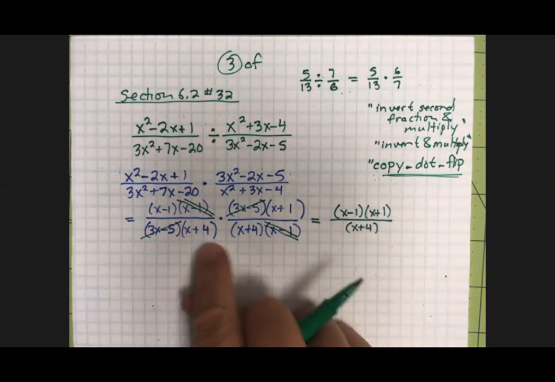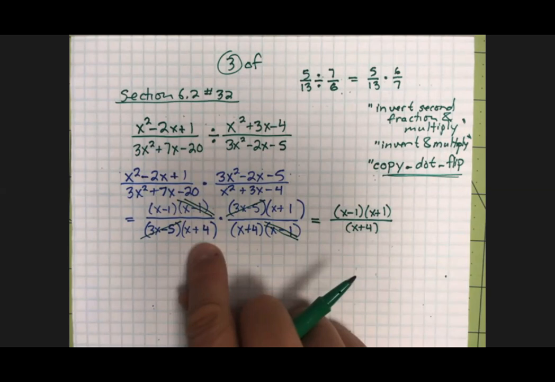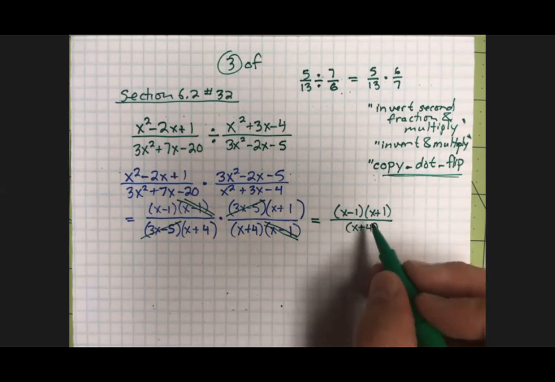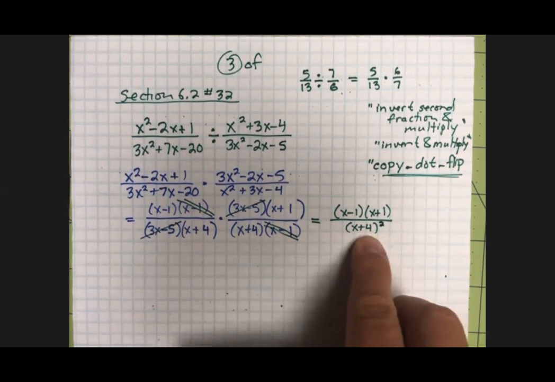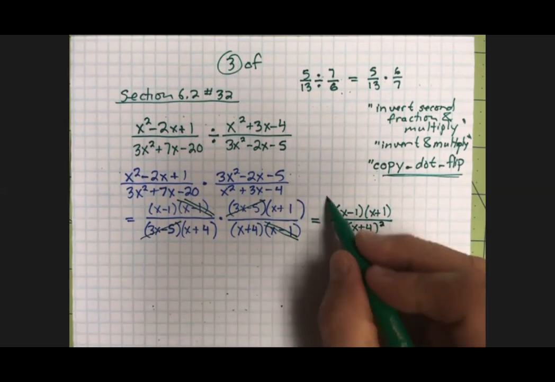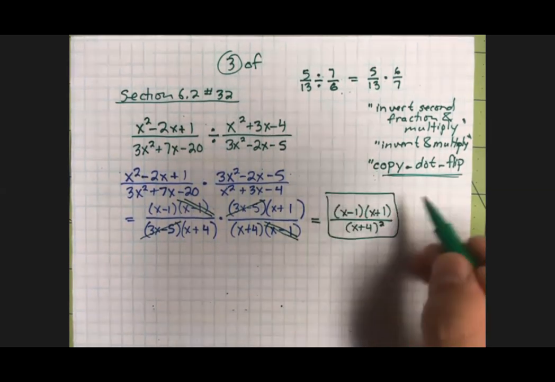You could write x plus 4 times x plus 4. Probably they legally couldn't mark you wrong, but they would look at you sideways because it's kind of sloppy. Why don't you just say x plus 4 squared? x plus 4 times x plus 4 is x plus 4 squared. That's a nice looking way to write it. And this is definitely the answer we want.